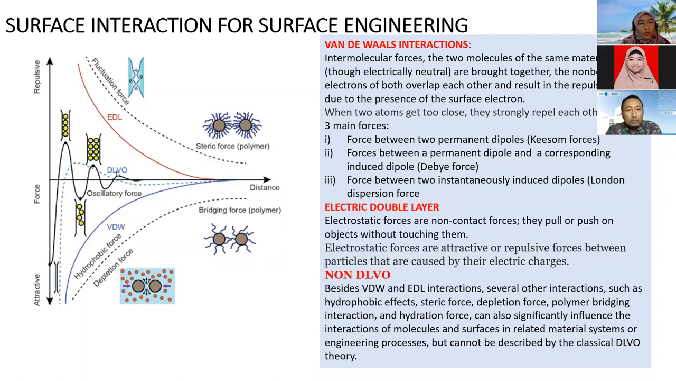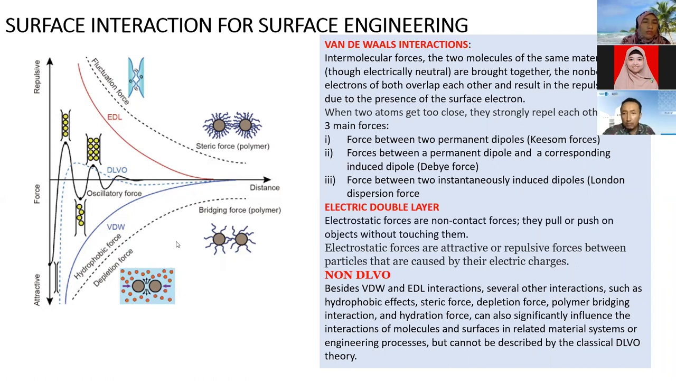The electric double layer is based on DLVO theory, named after the four scientists who covered this theory. And from this surface interaction, you have to know this is the curve of repulsion and this is the curve of interaction. It's okay, you don't have to really go into this, but this is what I want to show you, what you have to ponder when you do this surface engineering.